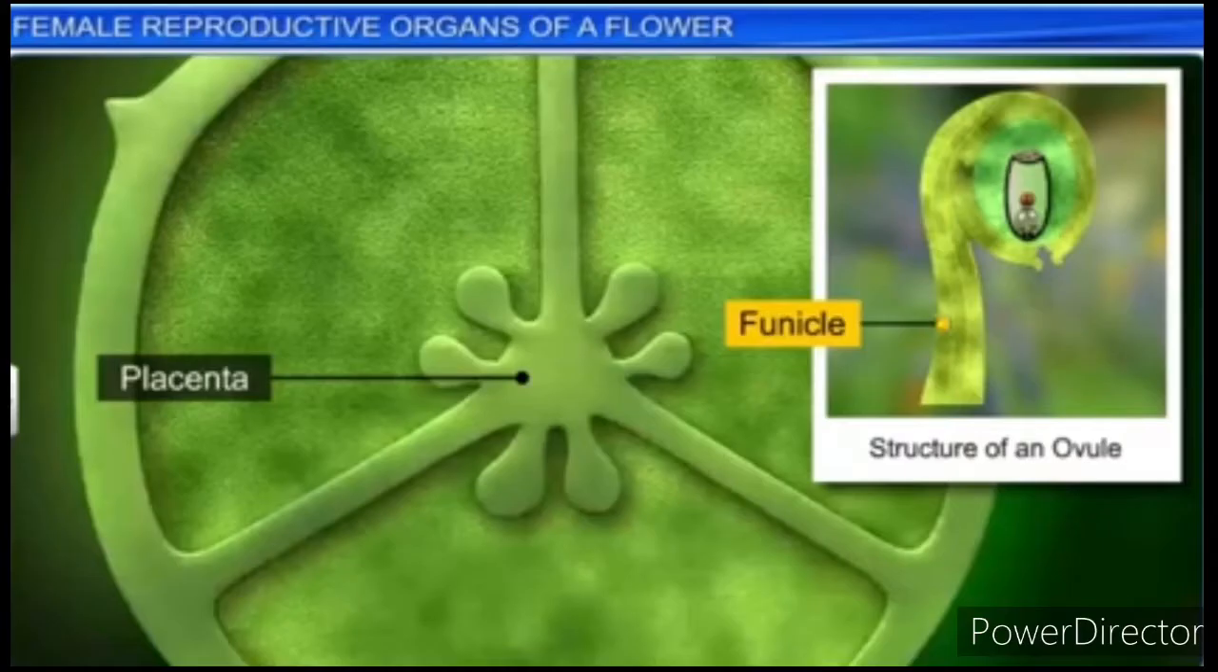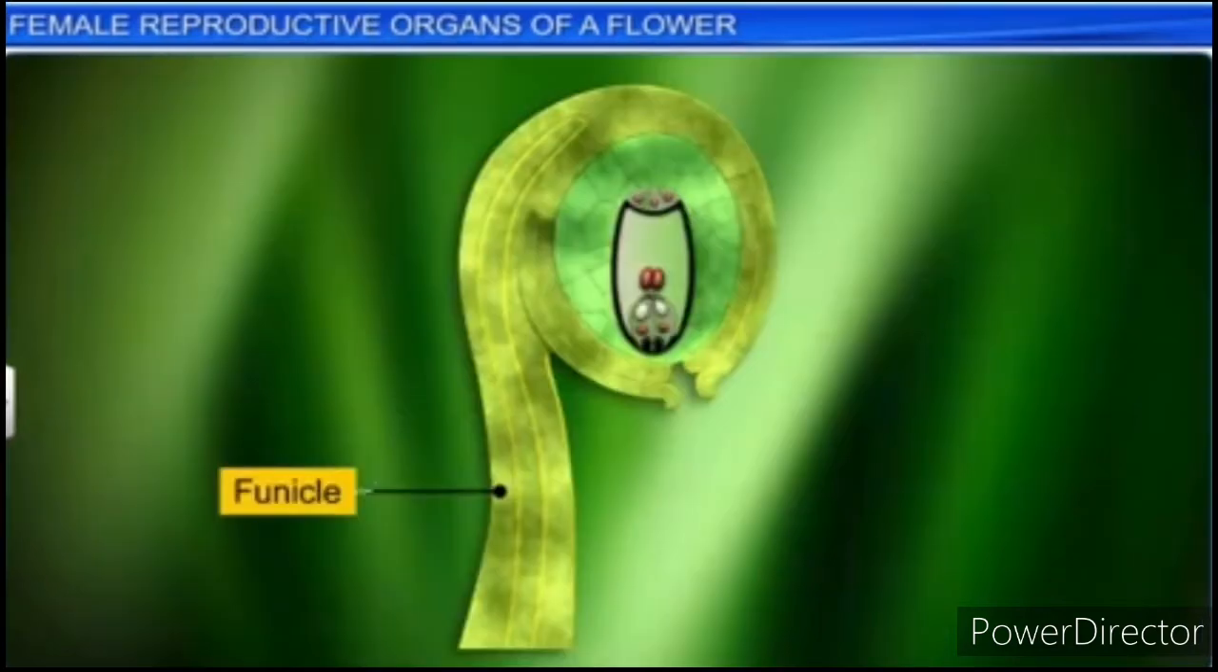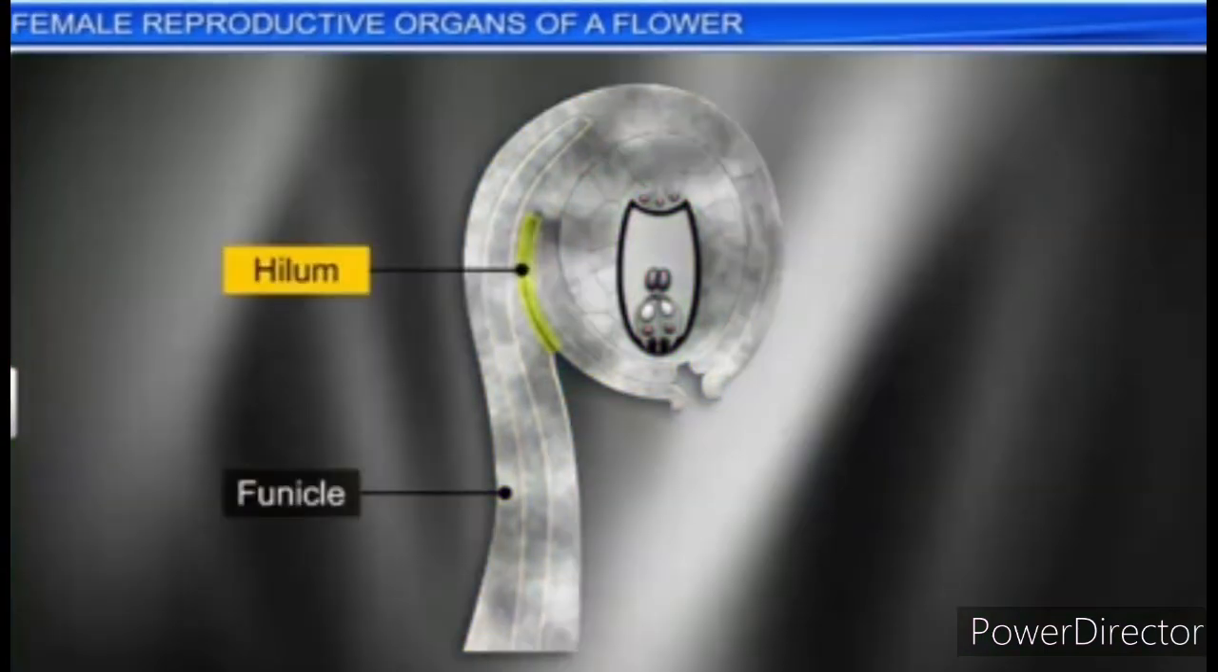Let us discuss the structure of an ovule. Now we are going to study the structure of an ovule. The ovule is a small egg-like structure attached to the placenta. The stalk of the ovule is called funicle. The body of the ovule fuses with the funicle at the hilum.